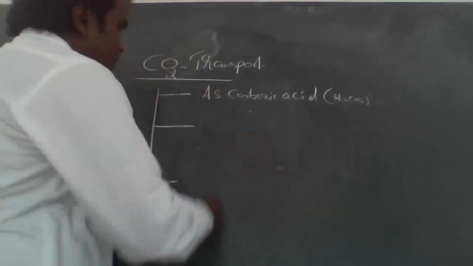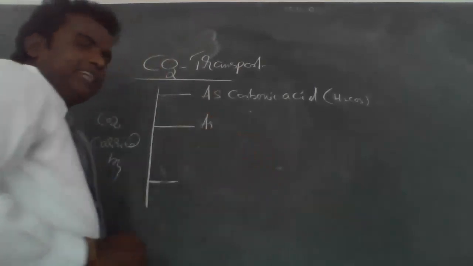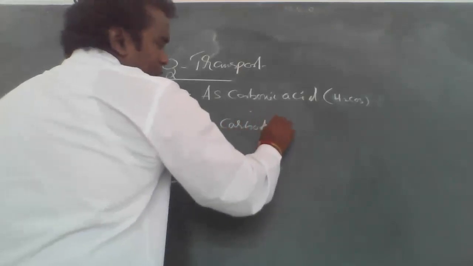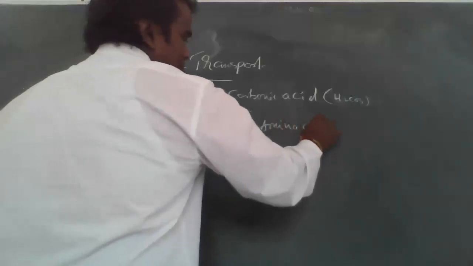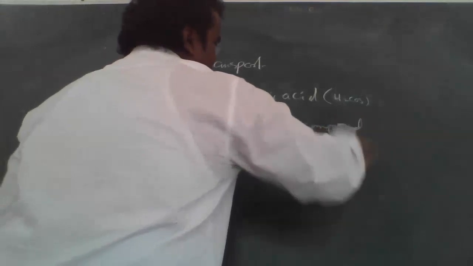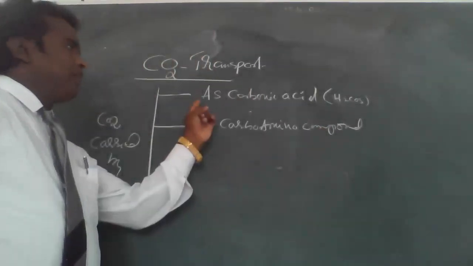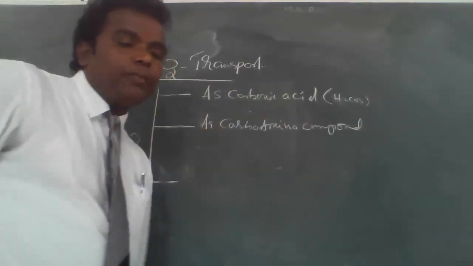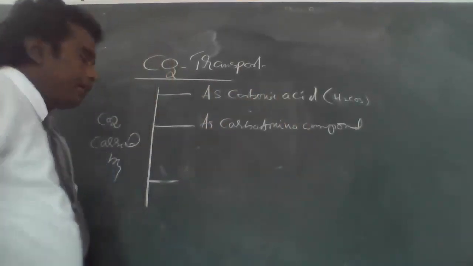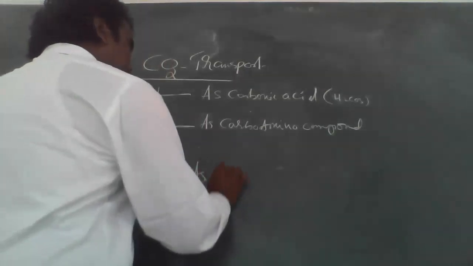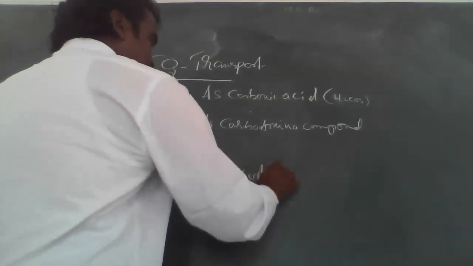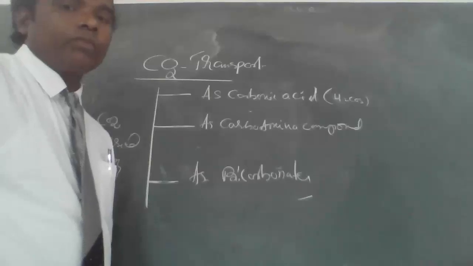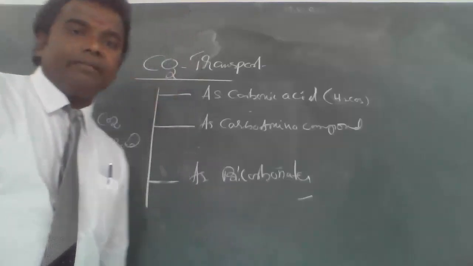Next, carbon dioxide is transported as amino compounds. Number 1, as carbonic acid. Number 2, as carbamino compounds. Next, as bicarbonates. This is very, very important. Once again I repeat, very, very important.